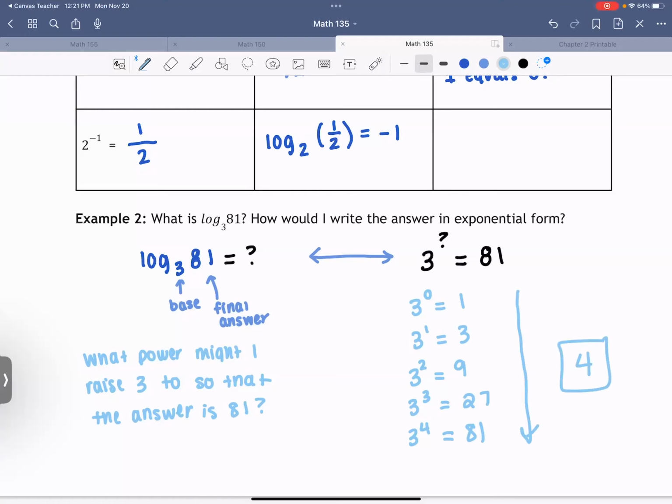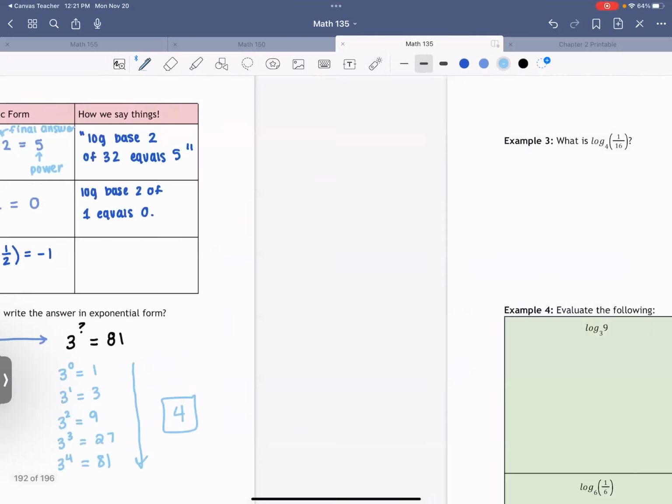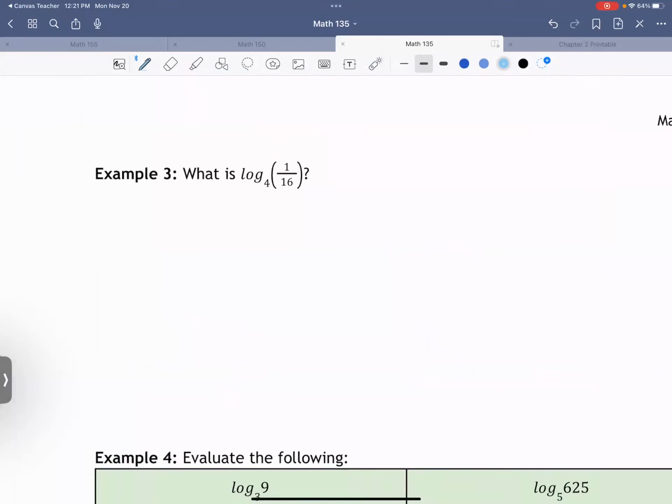Okay. Now there are a few more that you have to check, but we'll talk about that on the next page. Well, let's go to the next page and see what other values we can check for. We want to do log base 4 of 1 over 16. So I need to figure out what number that is. Can someone tell me what the exponential form for this would be?